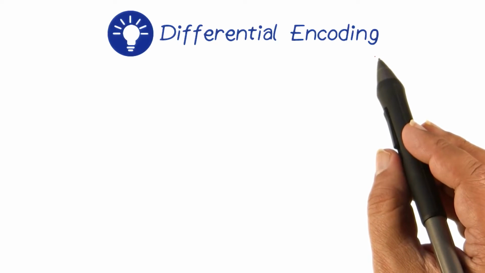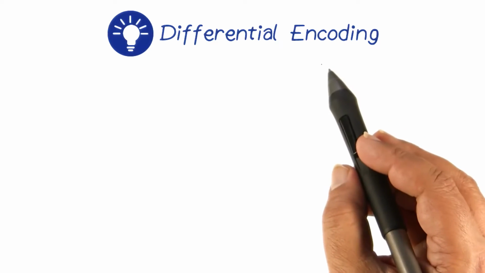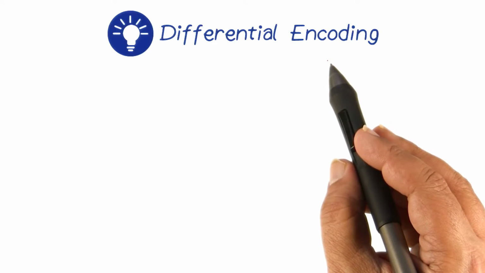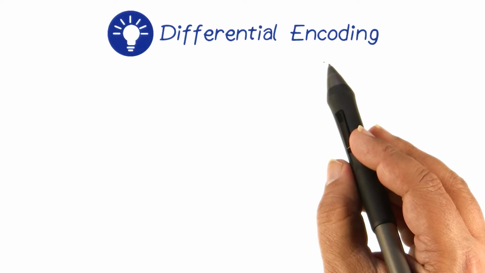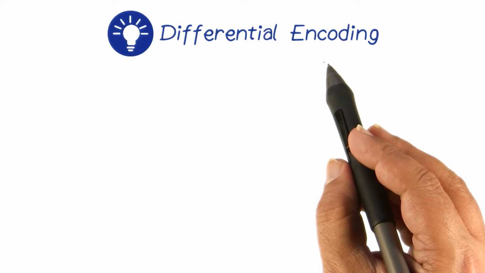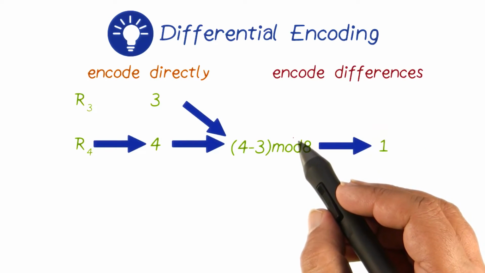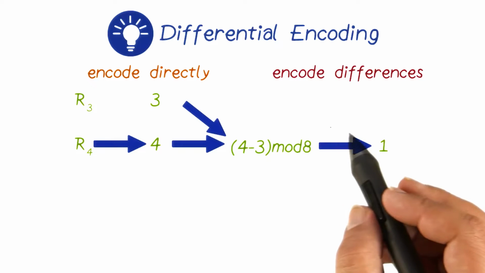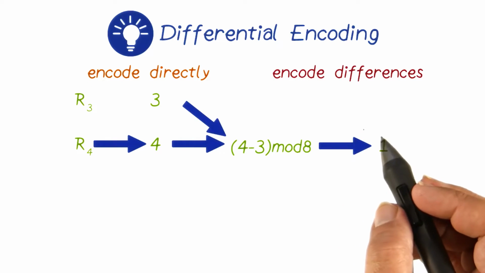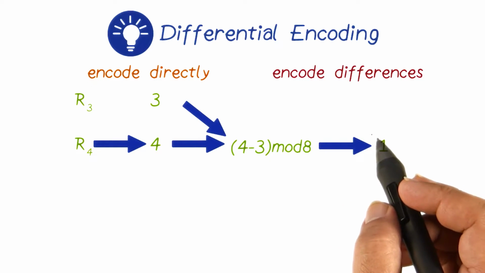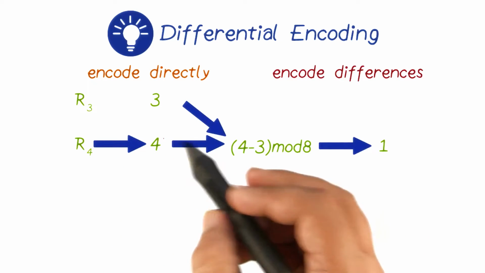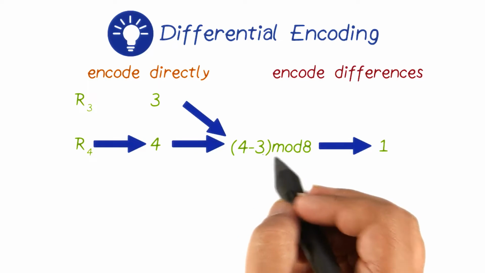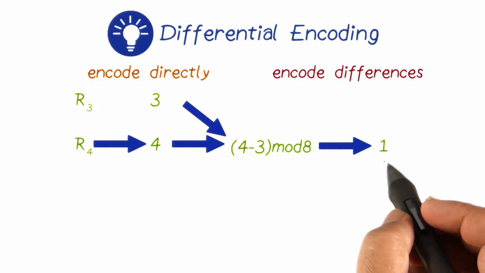For example, using 2 bits, we would have been able to encode 4 registers because 2 to the power 2 is equal to 4. But now you can see in this scheme, by using 2 bits, we are able to encode 8 registers, double the number of registers. Let us continue this example and see exactly how this helps us to encode more registers or use fewer bits. So if we have first access as R3 and second as R4, then we encode just a difference, 4 minus 3 mod 8, which happens to be 1.